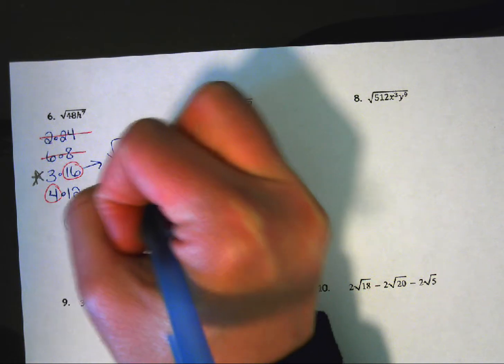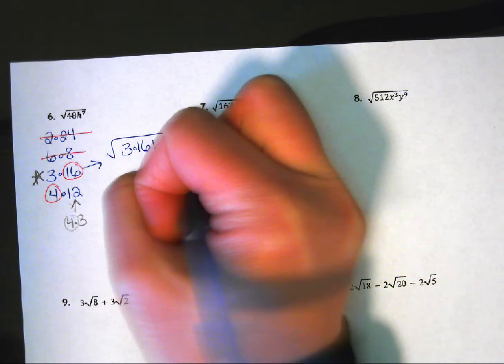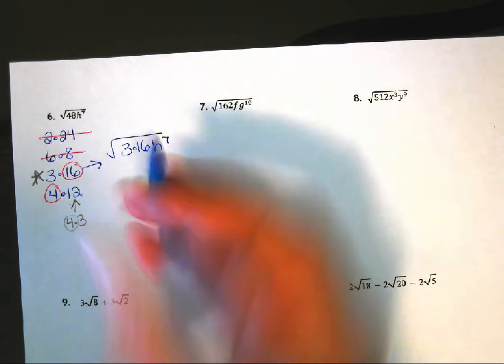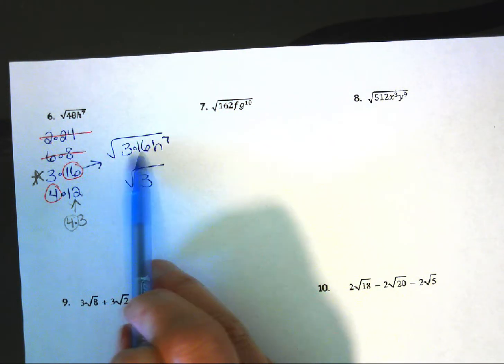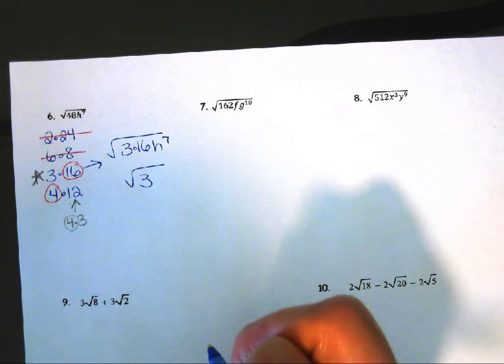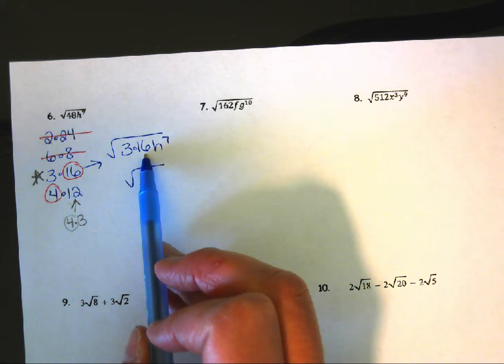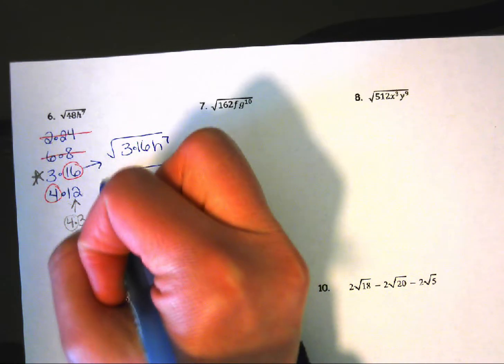3 and the 16. So the square root of 3, and it doesn't matter which number you write first. If you would have written 16 times 3, that doesn't matter which one comes first. That's the commutative property. So the square root of 16 is 4.